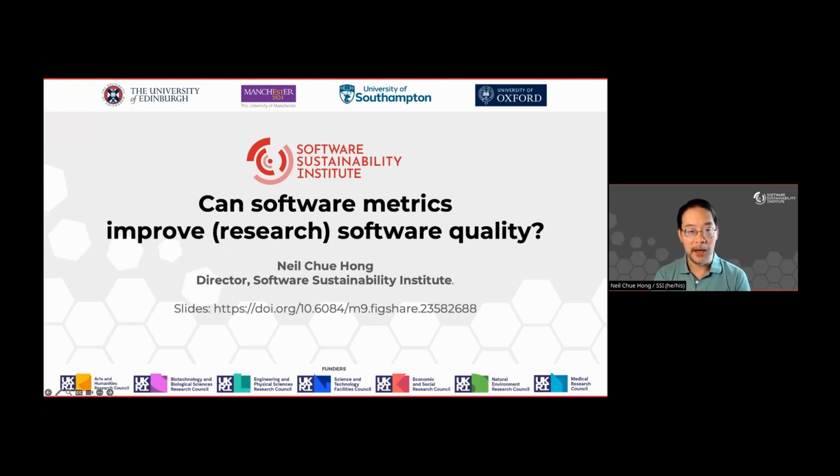You'll notice that in the title, I have added the word research in brackets there. So I'm going to be considering how software metrics can improve, in particular, research software quality. And it is a question that I'll pose through this presentation as I go through a number of different topics. If you are interested, the slides are available on Figshare, either through the link that you can see here, or if you search my name on Figshare, you'll be able to find the presentation as well.